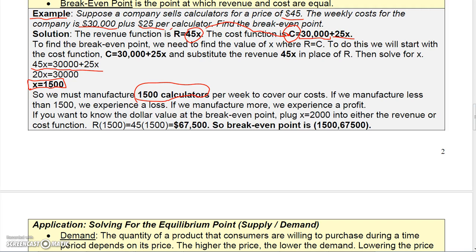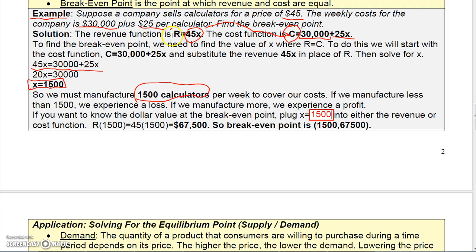Now, if you want to know the revenue that you're going to earn at 1500, then put 1500 into your revenue function. 45 times 1500 will be 67,500, and so that's your break-even point. That's the same thing you would get if you plug 1500 into the cost function as well. So at 1500 calculators, you're going to have a revenue of 67,500 and a cost of 67,500.